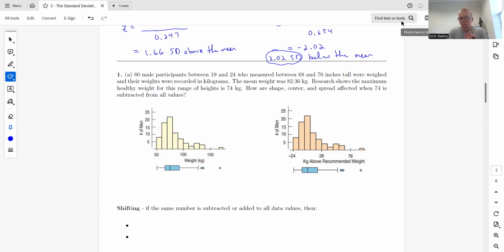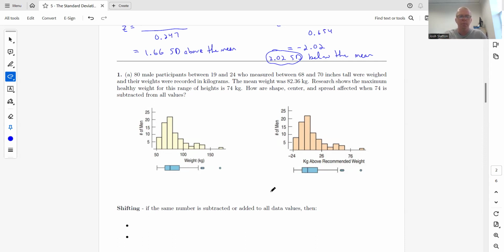So we can basically see what's going on here with the two histograms. Here's the original data. Here's the data after we subtract the 74 from all the data points. If we look at the shape, obviously the shape is exactly the same. If we took away the numbers along here, we would not be able to tell the difference. And the box plots are exactly the same. So shape is unaffected. What about the center?